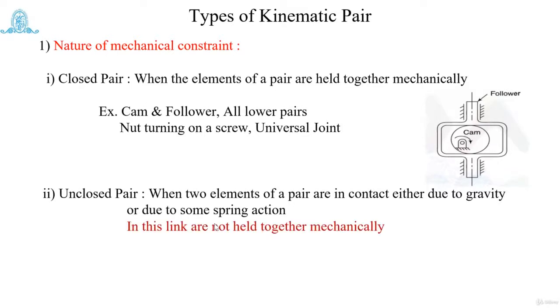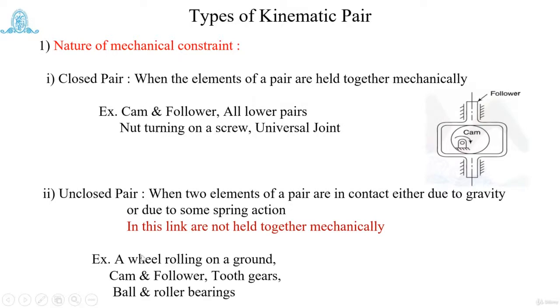So these pairs are classified according to the nature of mechanical constraint. They are categorized under the closed pair, or we call them an unclosed pair. One more word is force closed pair, not self closed. The closed pair is called a self closed pair, and the unclosed pair is called a force closed pair. We have to apply some sort of force over there. A wheel rolling onto the ground is an example of this.